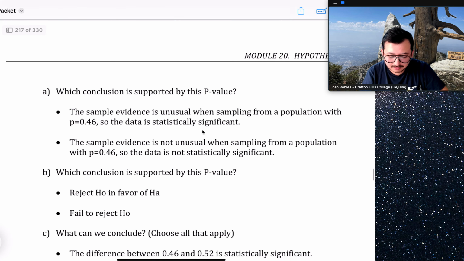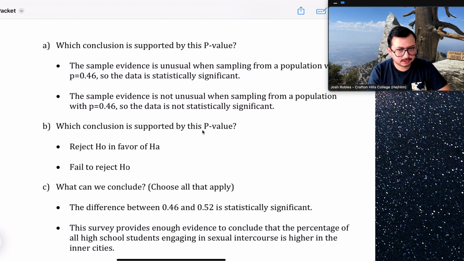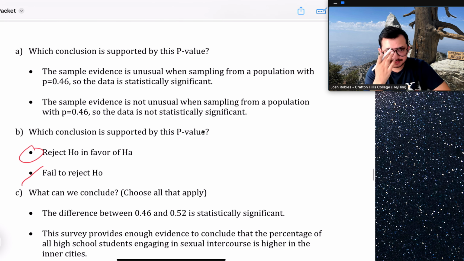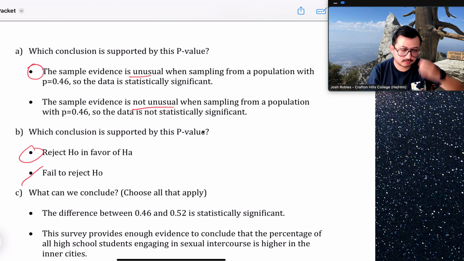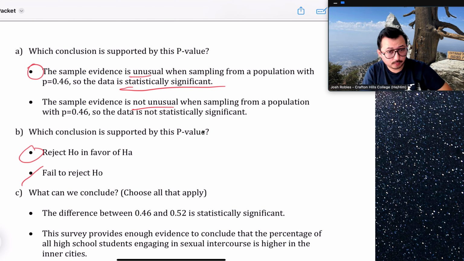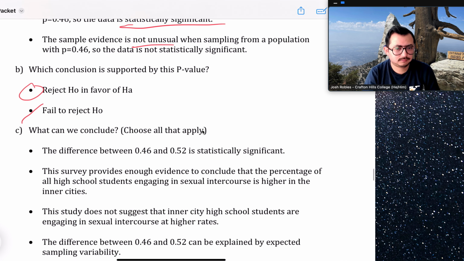Okay, so what do you do with that? What does this mean about the p-value? Well, we already talked about this one. It means reject. It's not fail to reject. So does it mean the sample evidence is unusual or not unusual? The small probability is talking about it being unusual. And so we heard that phrasing earlier, statistically significant. So we are looking for the unusual things. That's what we are hoping to see. So is that different? It is statistically significant.